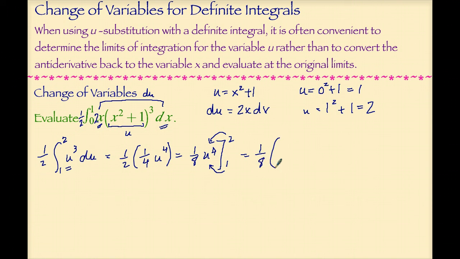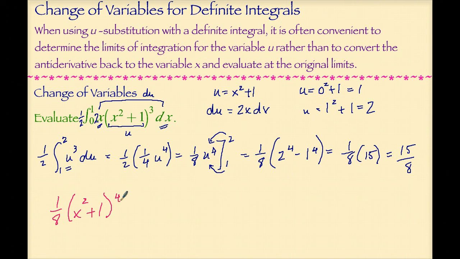So this is going to be 1/8. We'll have 2 to the 4th minus 1 to the 4th, which is 1/8 times 15, 15/8. Now let's demonstrate that we would have gotten the same answer if we had converted this integral back in terms of x. So at this point, let's say that we have 1/8 (x squared plus 1) to the 4th power, and then of course using our original endpoints of integration from 0 to 1.